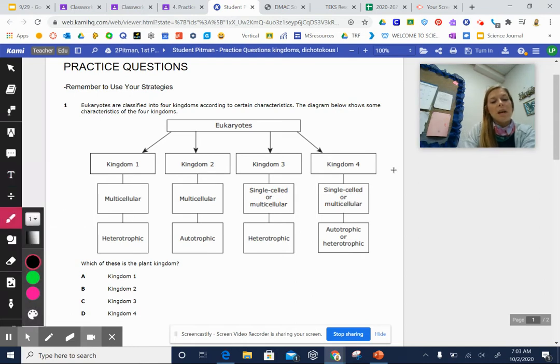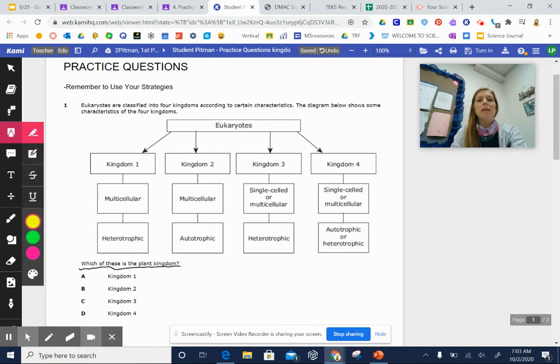So I'm going to underline this question. Which of these is the plant kingdom? Now I need to highlight my keywords. Remember, you want to highlight as little as possible because you want it to focus you on the important information that's going to help you find your answer. Just because it's a science vocabulary word does not necessarily mean it needs to be highlighted. For instance, here, I think "the plant kingdom" is the only keyword in the actual question that I would highlight.